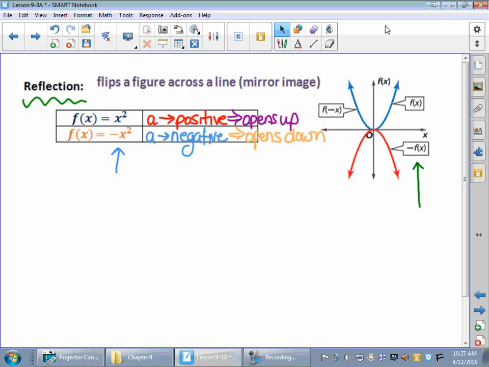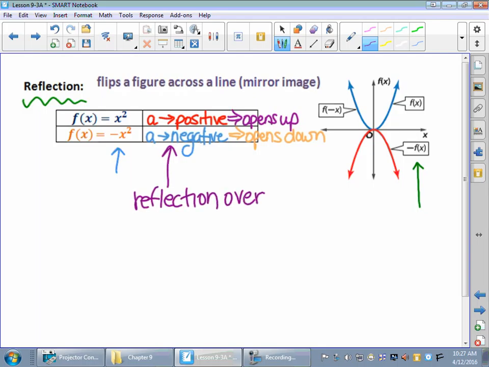So this one is really the important thing that I think I need to say. When a is a negative value, this is a reflection over the x-axis. So we just flip it over the x-axis, we have that mirror image.